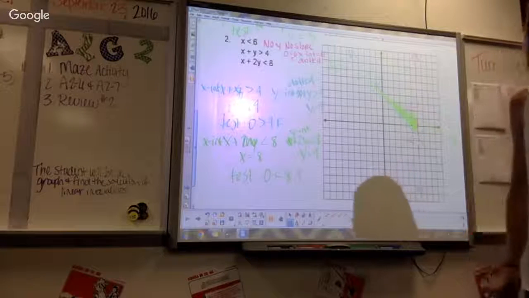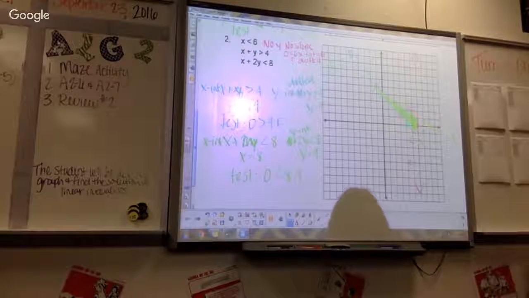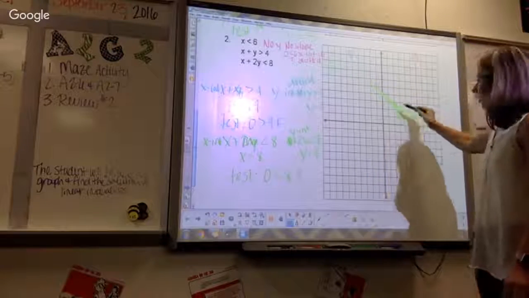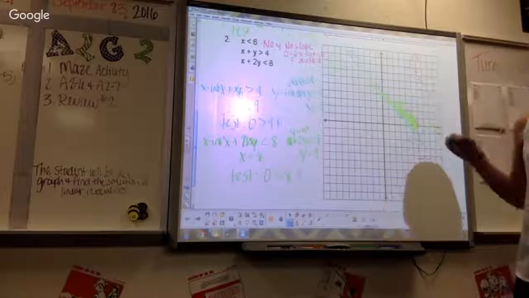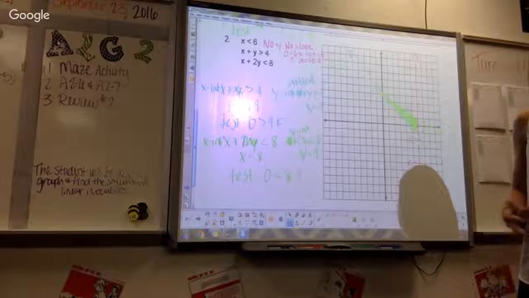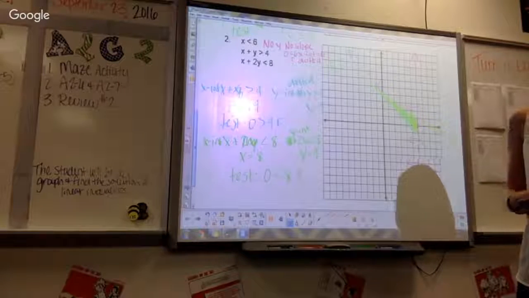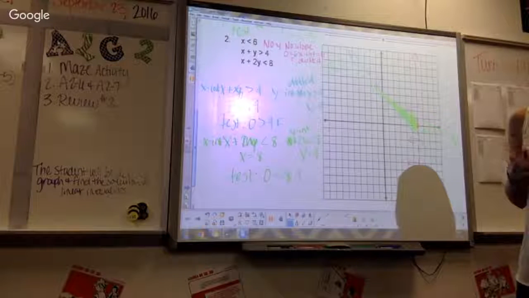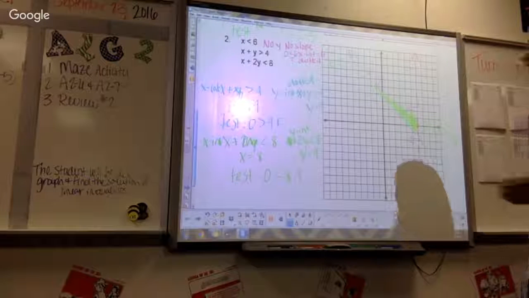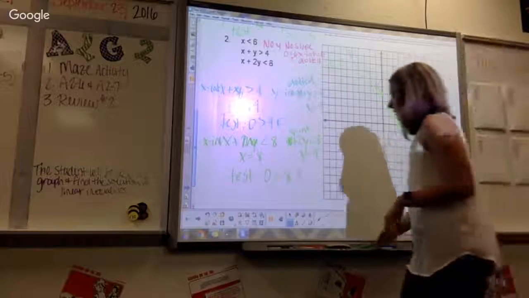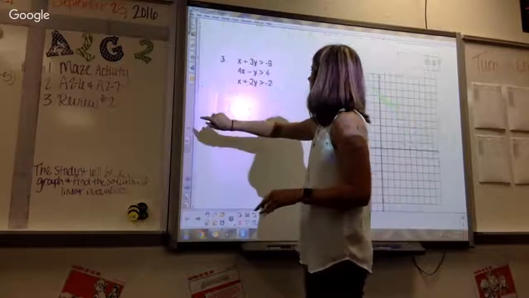So we could plug anything in to any part of that shaded part, and it should be true for all three of the inequalities. So that's what you're trying to find, all the points that would make all 3, or 2, depending on how many you have, true in your system of inequalities. Okay, we'll look at the last one.